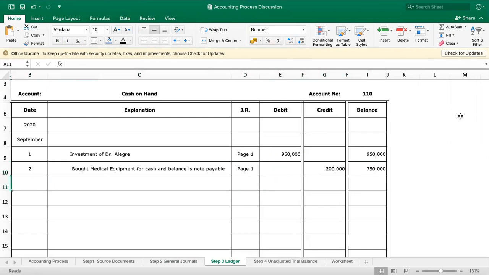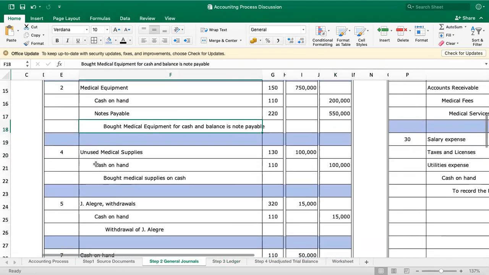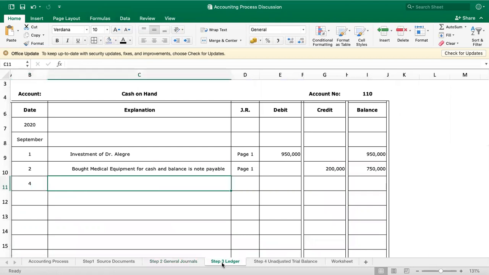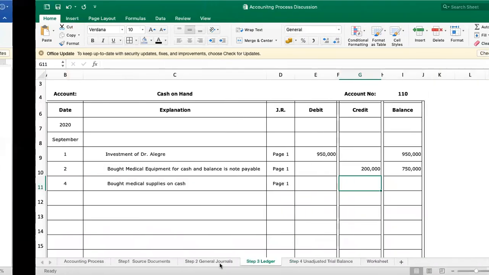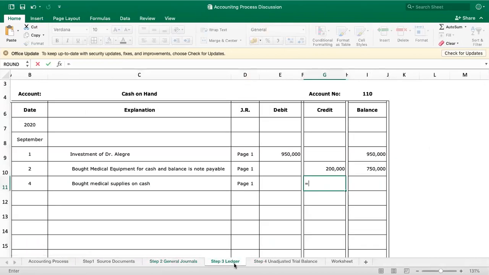Okay, let's find another transaction affecting cash on hand. September 3, September 2, there is cash on hand. How about September 4? Yes, okay, there is also cash on hand. So that's posting account number 110, credited 100,000. So that's September 4. Let's copy the explanation. The date is 4, the explanation. Then still on page 1, and credited 100,000.